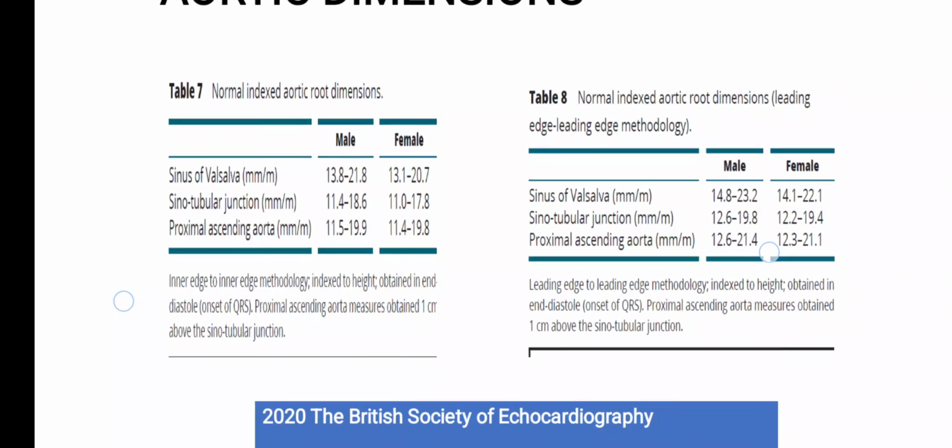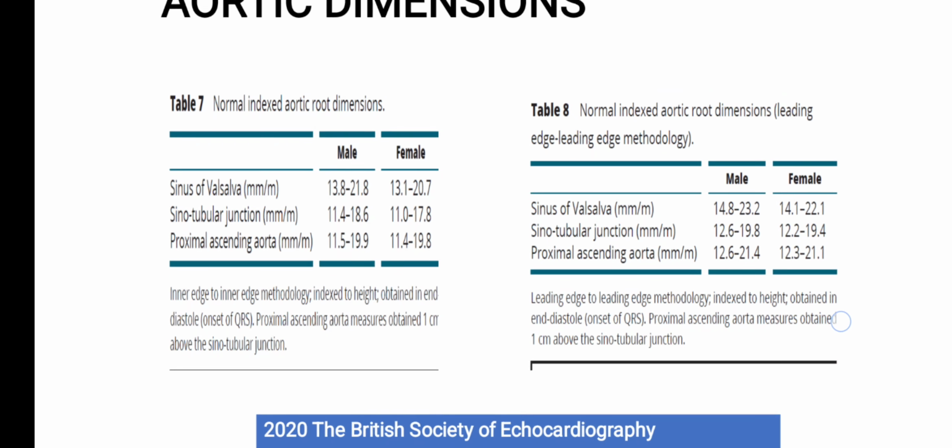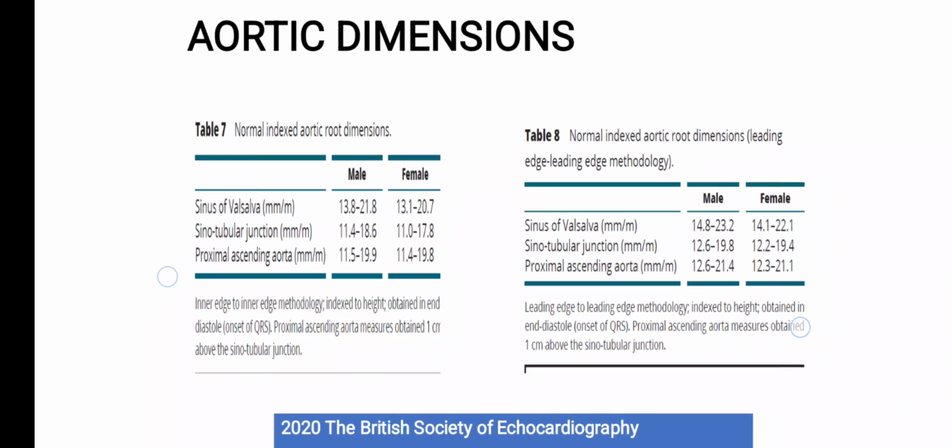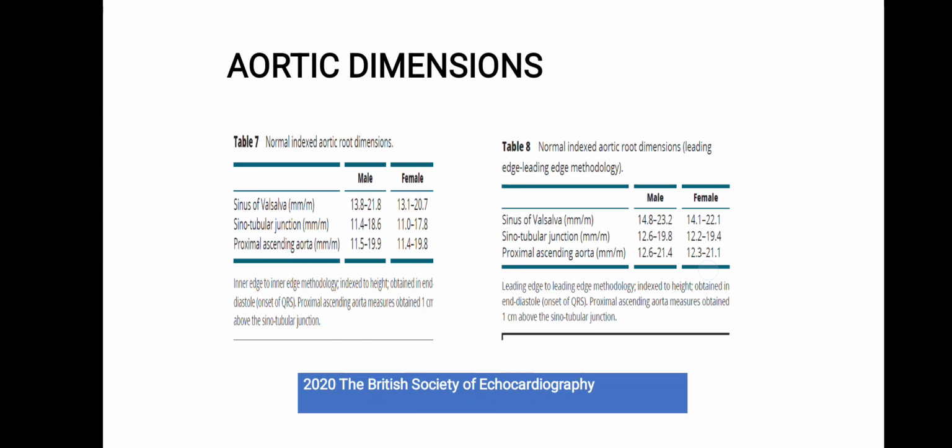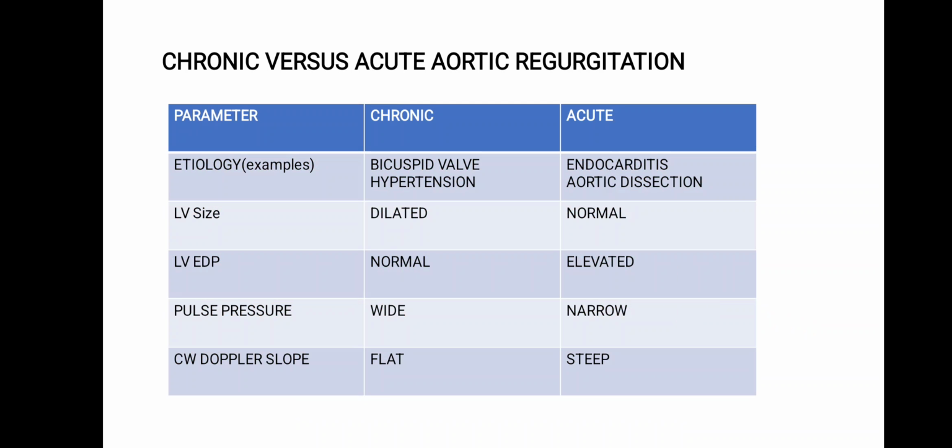These are the normal aortic dimensions. Sinus of Valsalva in male is 13.8 to 21.8, and in female 13.1 to 20.7. Sinotubular junction 11.4 to 18.6, and in female 11 to 17.8. These are measured while doing echo for the pre-TAVI investigations. Proximal aorta 11.5 to 19.9, and 11.4 to 19.8. These are normal indexed aortic dimensions, from the 2020 British Society of Echocardiography.